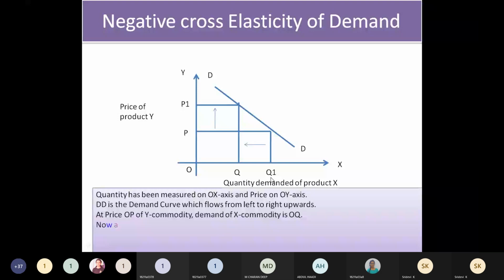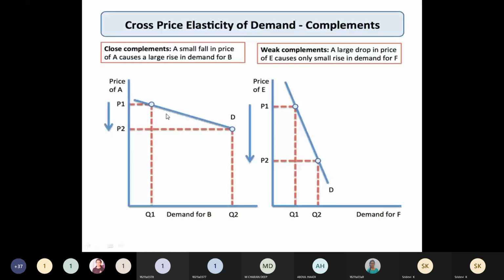So here also we can say that close complementaries are there and weaker complementaries are there. Very close complementaries means without that product, another product is not going to be utilized. In such case, we can say that it is close complementary. So sometimes we can replace with some other product. Means then we can say that it is weak complementaries.